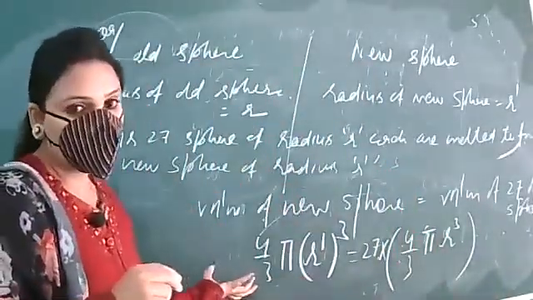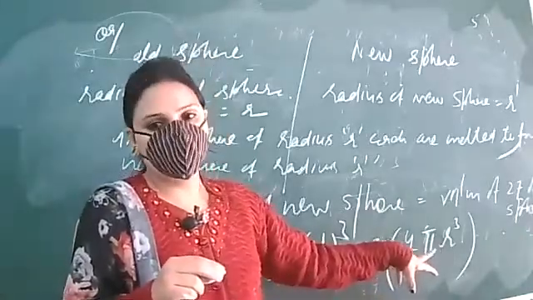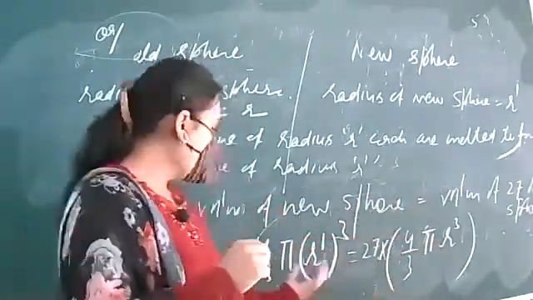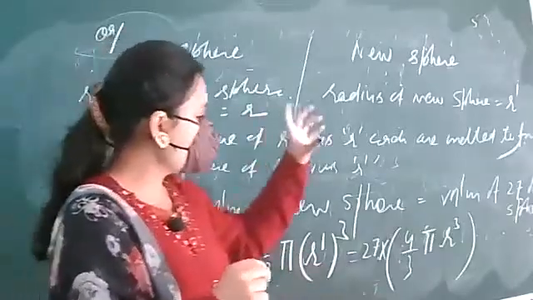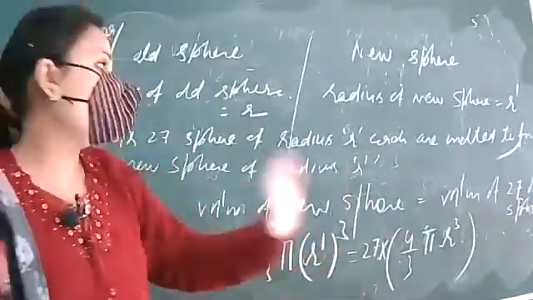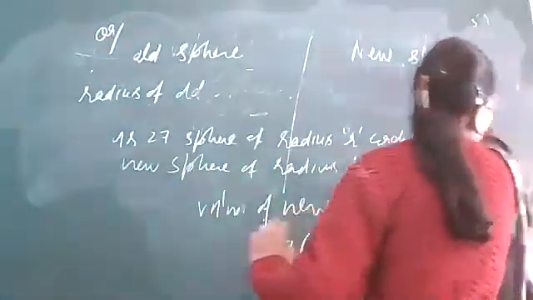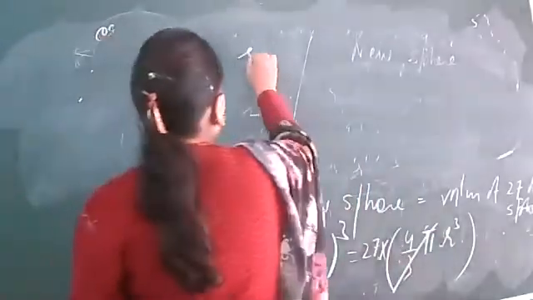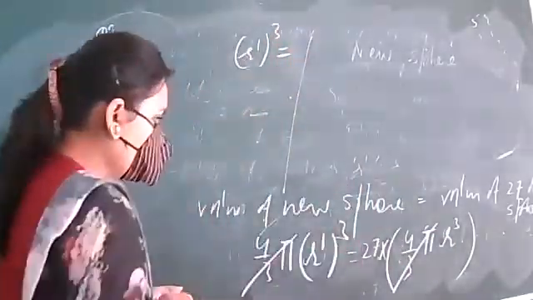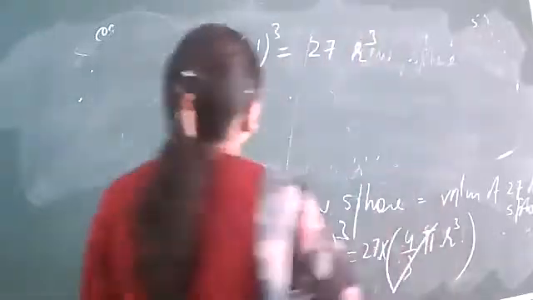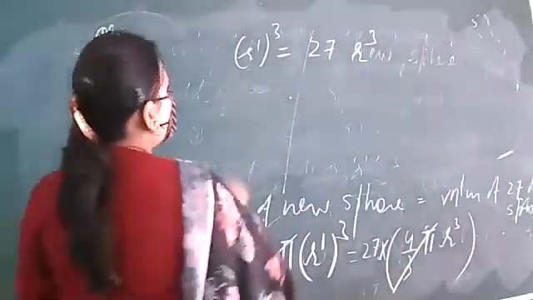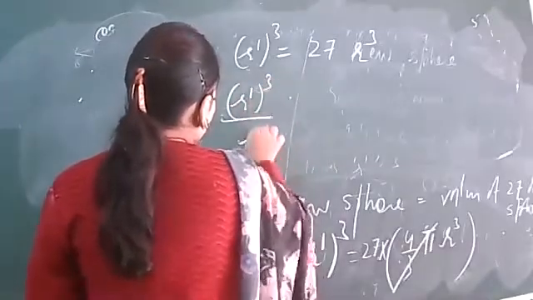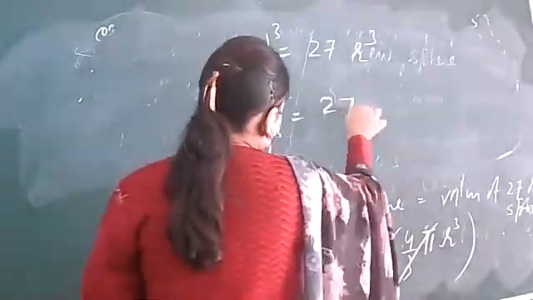The volume of the new sphere developed from the old spheres of radius r, 27 spheres rather, will be equal. That means the volume of this sphere is equal to the 27 spheres of the same radii. So let us equate them. These will get cancelled. 4 by 3 pi, 4 by 3 pi get cancelled. So r dash cube is equal to 27 r cube, right? So r dash cube over r cube is equal to 27.